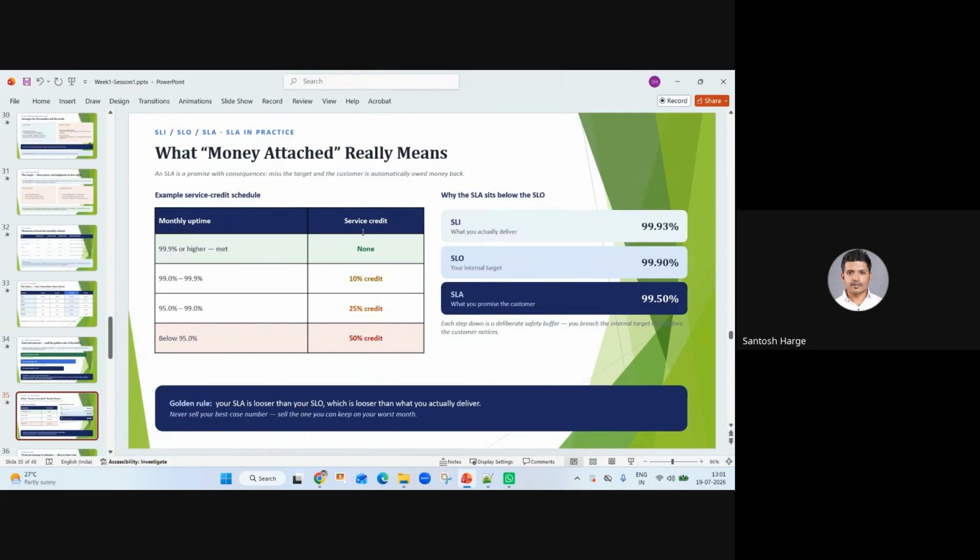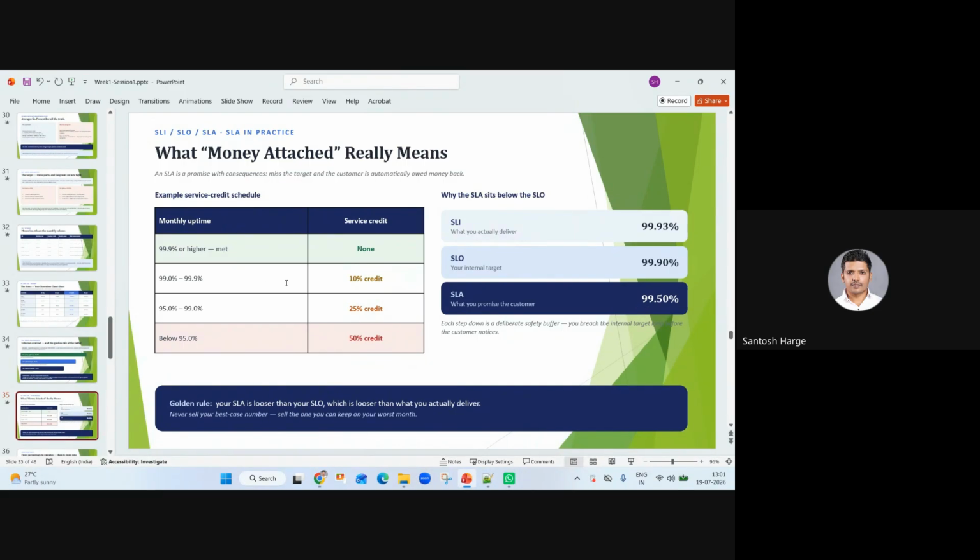Okay, so this is the trick. When you breach your SLA, the money is attached when you break the SLA, correct? So let's say currently you are delivering to your customer 99.93% of their application, right? Now what you will do, you will set up the internal target of 99.90. But what you have promised to your customer is that we will be available 99.5% of the time.